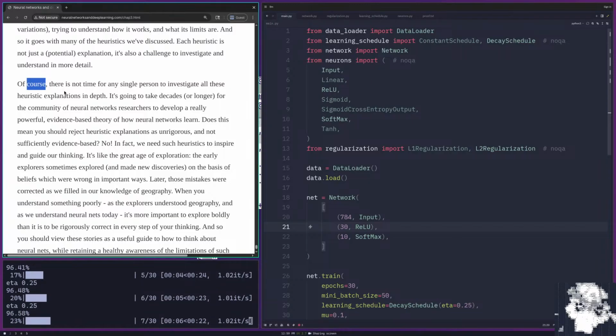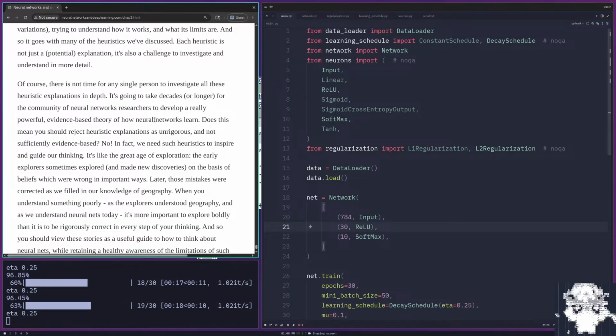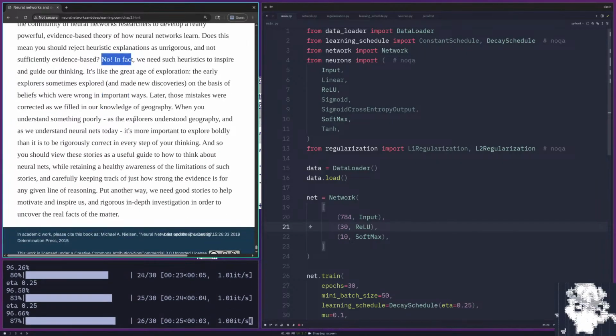Of course, there's not time for any single person to investigate all these heuristic explanations in depth. It's going to take some decades or longer for the community of neural networks researchers to develop a really powerful evidence-based theory of how neural networks learn. Does this mean you should reject heuristic explanations as unrigorous and not sufficiently evidence-based? No. In fact, we need such heuristics to inspire and guide our thinking.